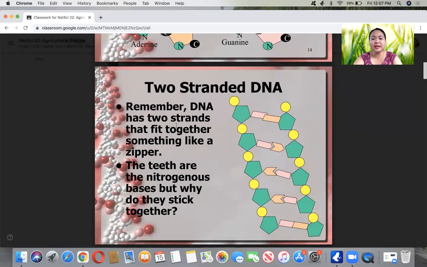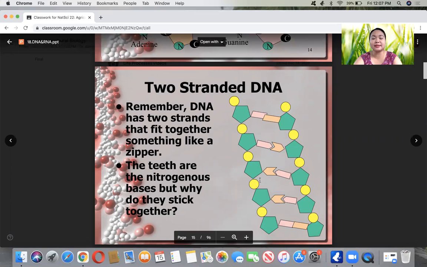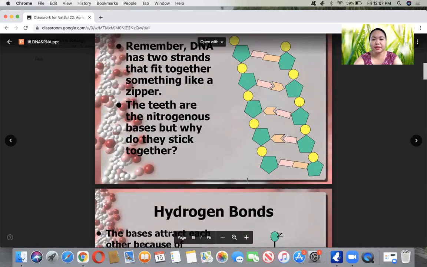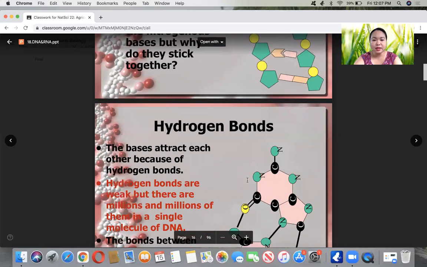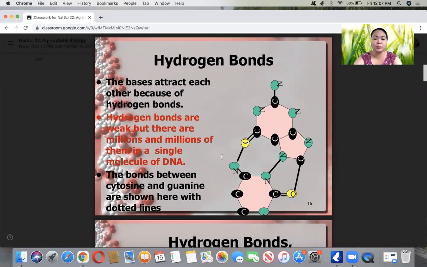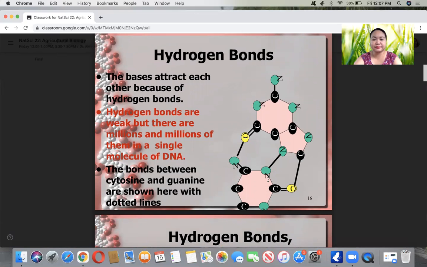And remember, DNA has two strands that fit together, something like a zipper. The teeth are the nitrogenous bases, but why do they stick together? Because of the hydrogen bonds. The bases attract each other because of hydrogen bonds. Hydrogen bonds are weak, but there are millions and millions of them in a single molecule of DNA. The bonds between cytosine and guanine are shown here with the dotted lines.